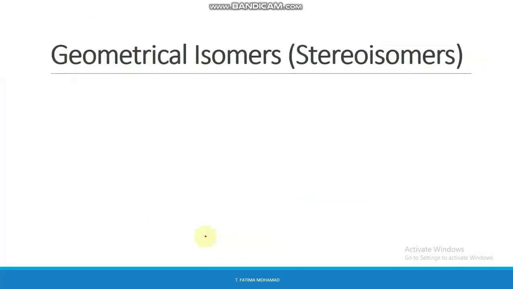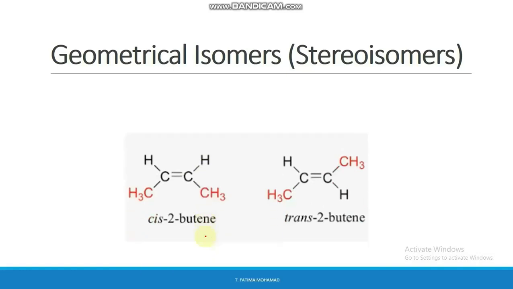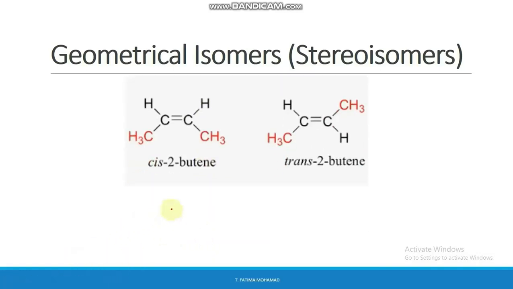Okay, now geometrical isomers, they are also called stereoisomers. Let's consider the case of 2-butene. As you can see, it has 2 stereoisomers possible. One stereoisomer is called cis-2-butene, and the second one is called trans. Now, let's look at cis. What do we have here? The carbons of the double bond are attached to 2 H's and 2 methyl groups. Each carbon is attached to 1 methyl and 1 hydrogen.